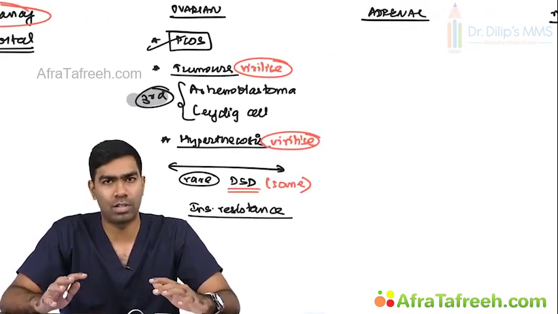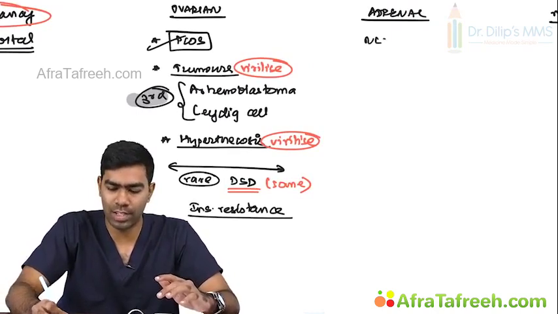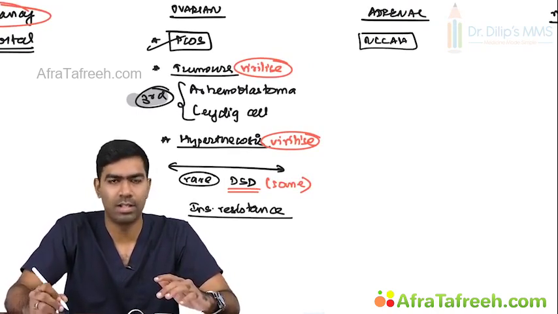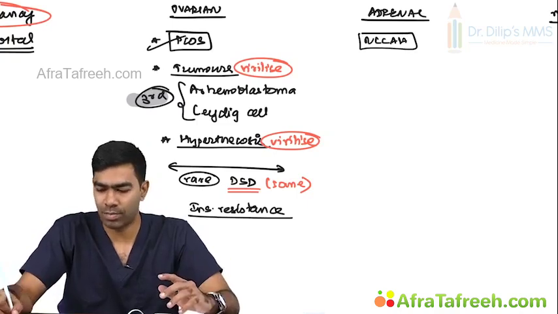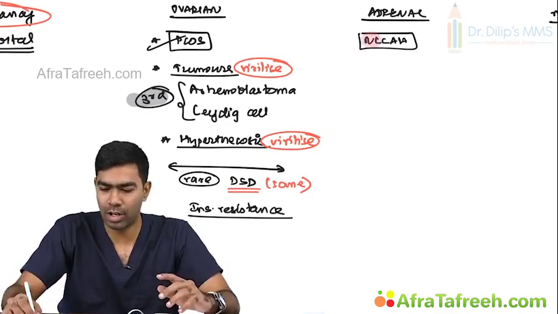And what are the adrenal causes of hyperandrogenism? For adrenal causes, usually we think about non-classic congenital adrenal hyperplasia. So NCCAH, the moment you call it non-classic, always means it happens later in life.